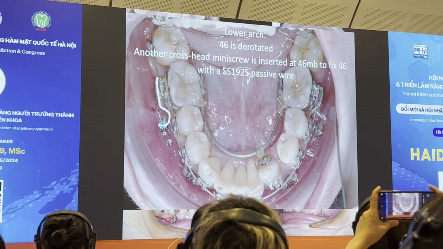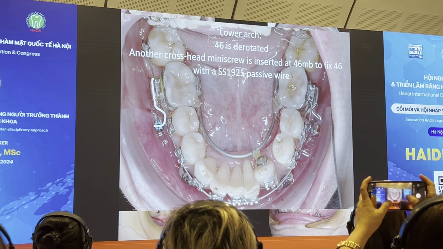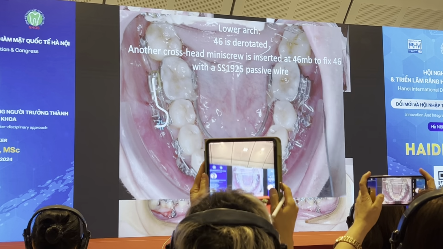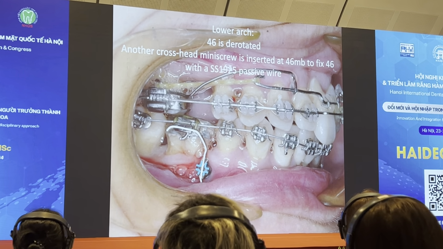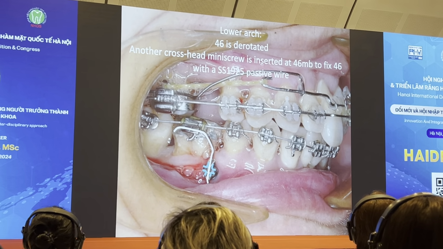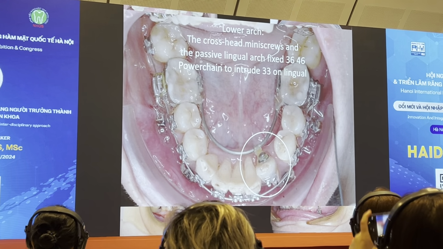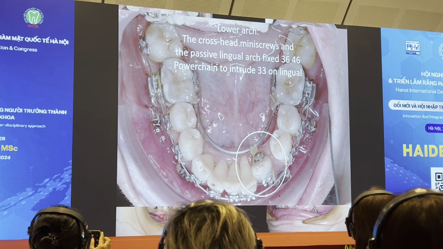4-6 was derotated and was fixed by another crosshead mini screw at 4-6 region. This was the mini screw which fixed 4-6. Let's go back to the low occlusal view.